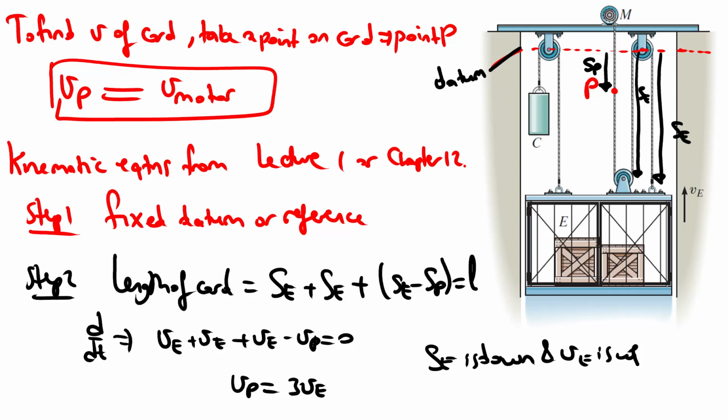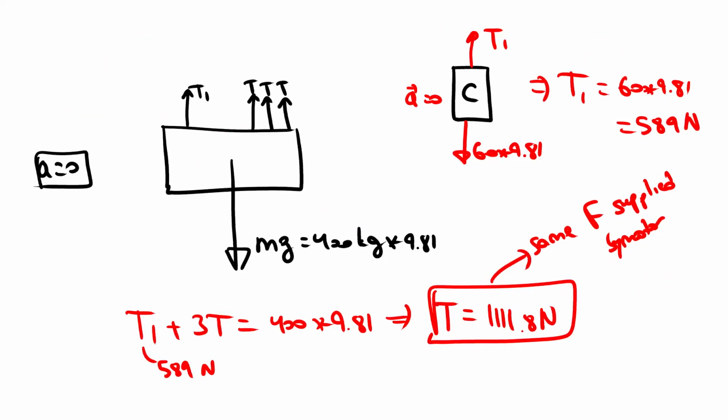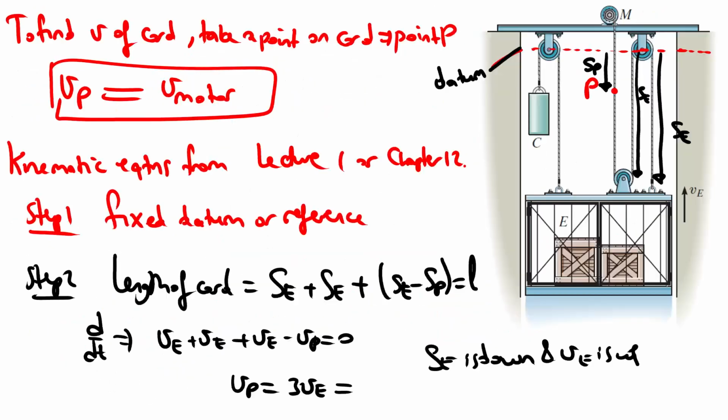Then VE is given as 4 meters per second, so it will be 12 meters per second. But as I told you, the point P moves up. It doesn't move down. So it should be negative because it is opposite to SP. That's for the point P. Then we have all the equations.